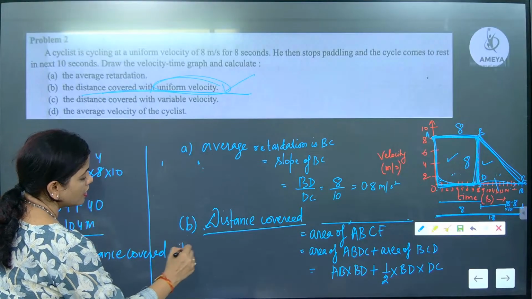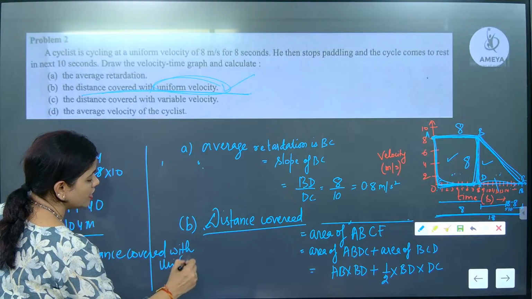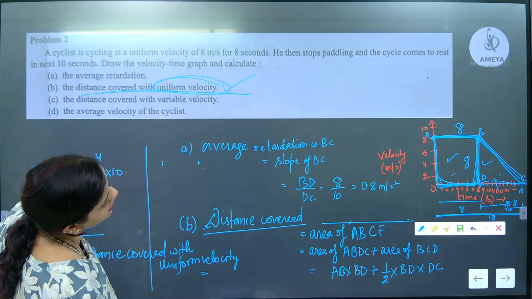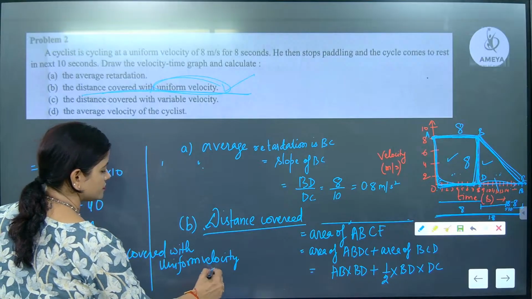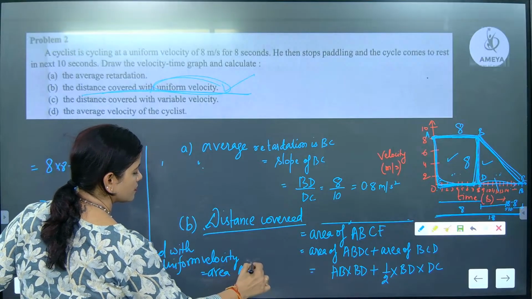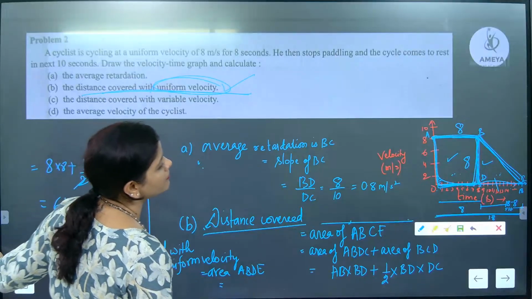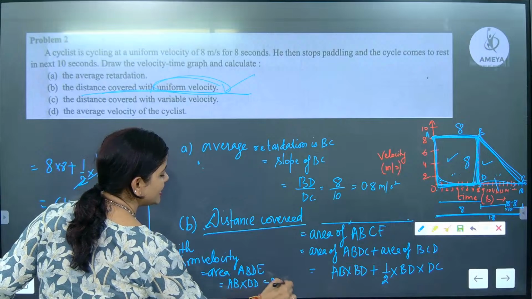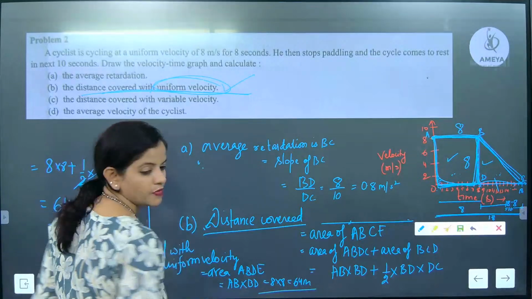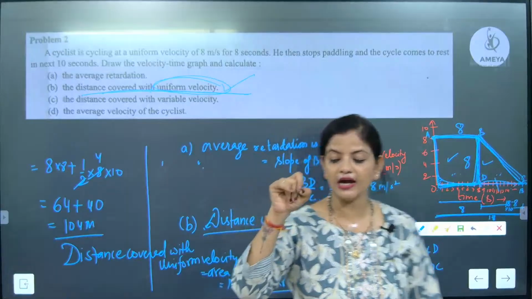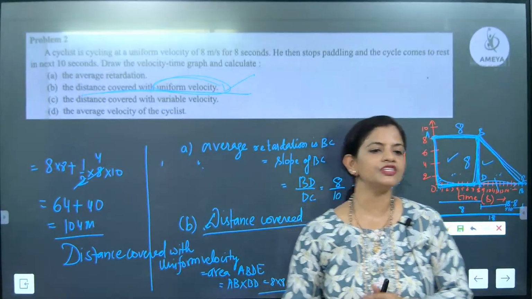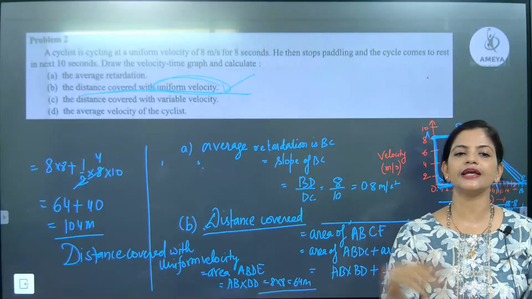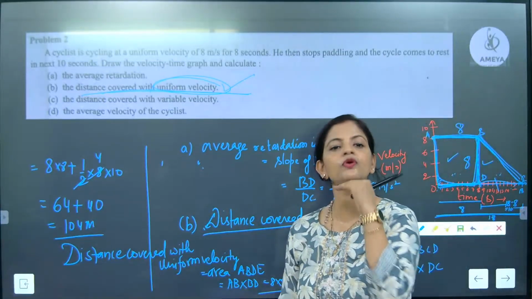For distance covered with uniform velocity, you will only find the area ABDE. That is AB into BD, which is 8 into 8, so it becomes 64 meters. Uniform velocity, because one part is retardation. You must understand that the retardation section is there. What is the meaning of the retardation section? It means where the acceleration is getting converted into deceleration. The body is going to rest.